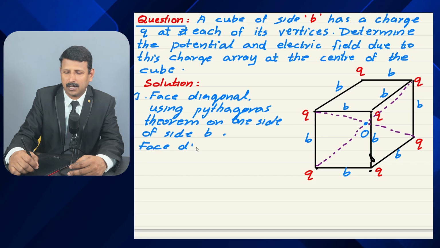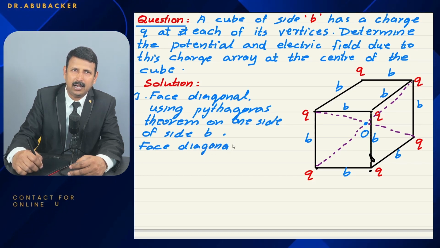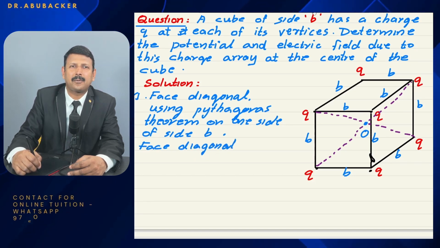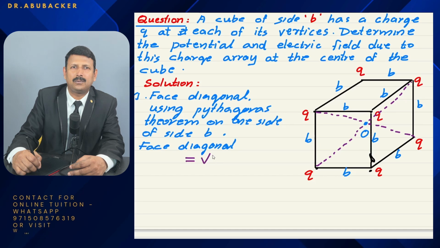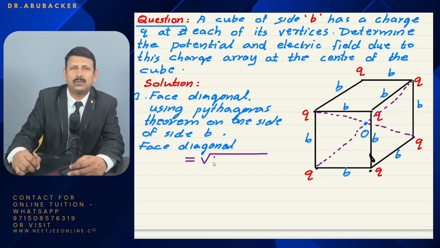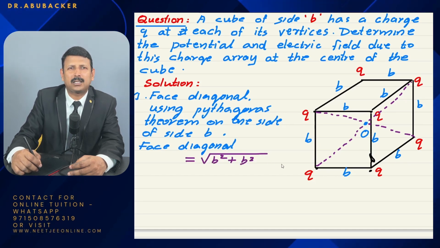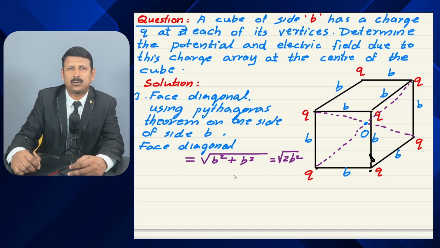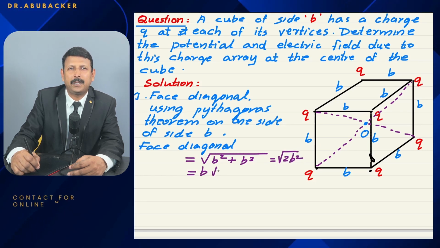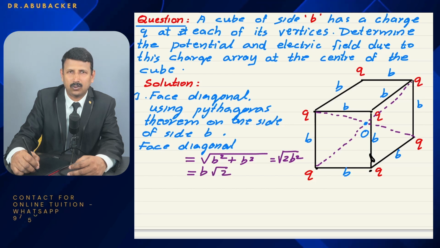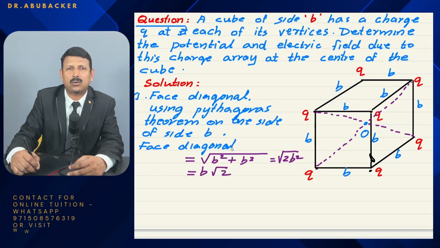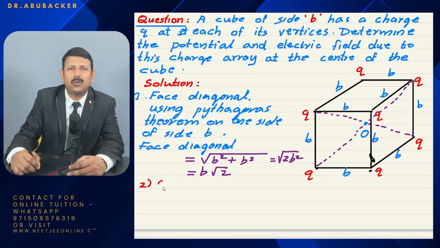The equation is: face diagonal is equal to square root of side square plus side square, by the normal Pythagoras theorem. So B square plus B square is equal to 2B square. The square root of 2B square, we can take B outside, so B root 2. Right now we don't want this one, I just showed how to do it.